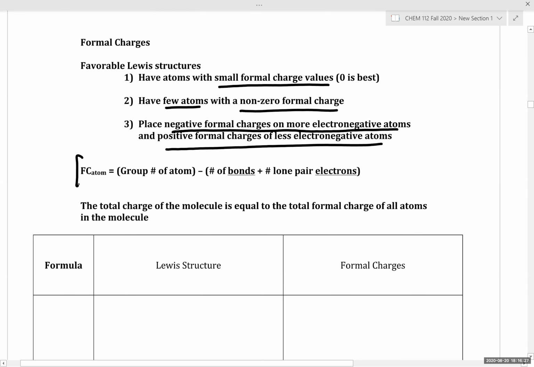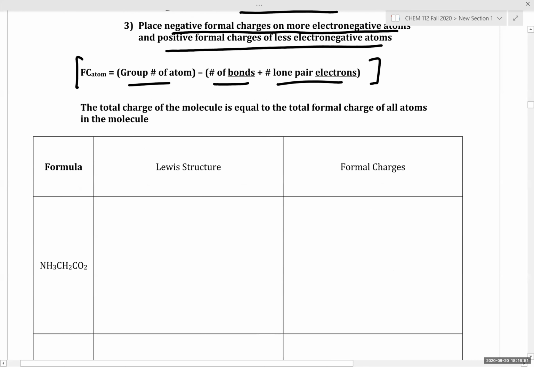The formal charge on an atom can be defined as the group number minus the number of bonds plus the number of lone pair electrons. So notice the distinction: bonds are lines drawn, while lone pair electrons are the discrete number of dots. What's really interesting is that the total charge of a molecule is equal to the total formal charge of all atoms in the molecule.